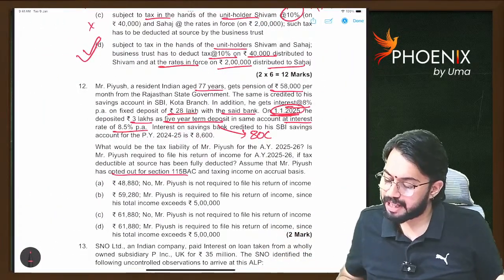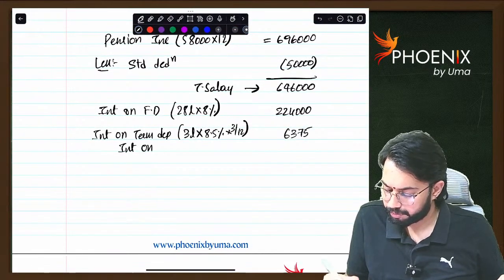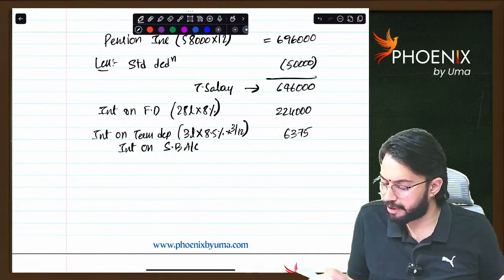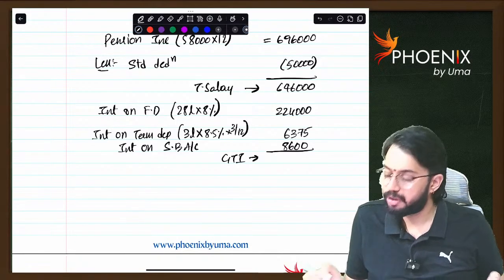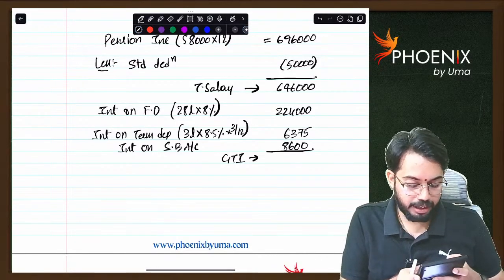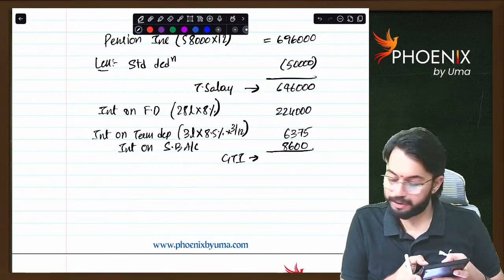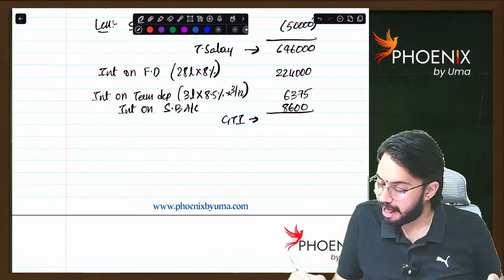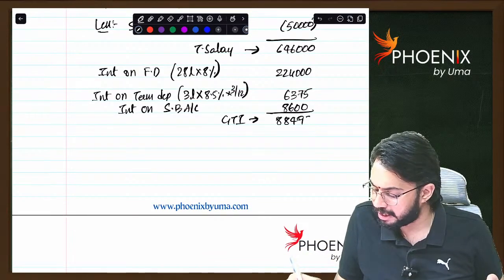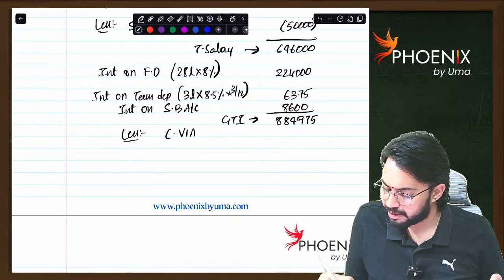Next, interest on savings account 8,600. SB account 8,600. So how much is his gross total income? 6,46,000 plus 2,24,000 plus 6,375 plus 8,600, 8,84,975. From this we will claim chapter 6A deductions.